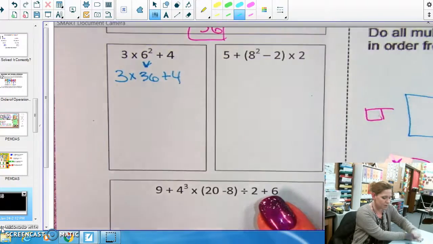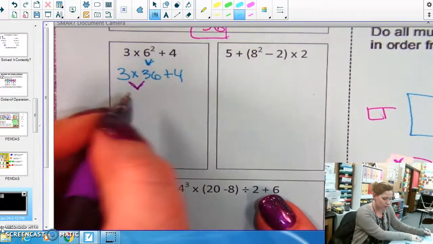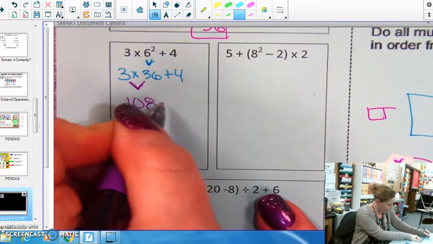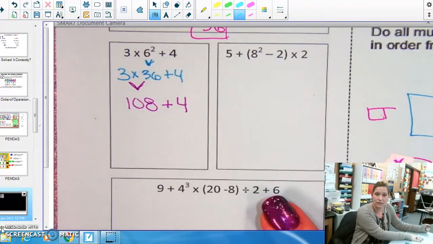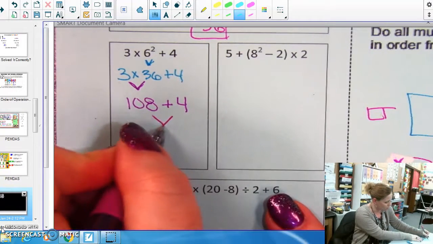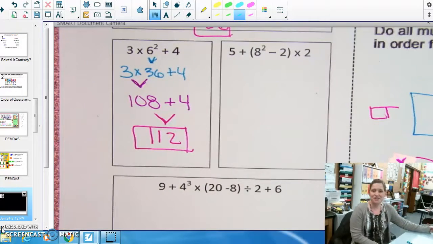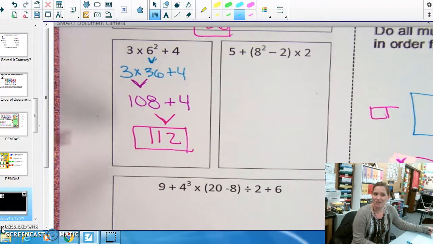The next step is any multiplication and division, and there's multiplication. 3 times 36 is 108. Bring everything else down in the exact same order it is. And then our last step is to add 108 plus 4, which is 112. Is that what you got for your answer? If you did, you did it correctly.